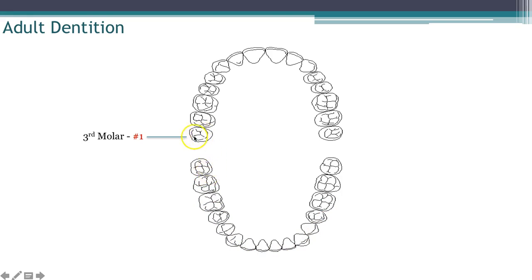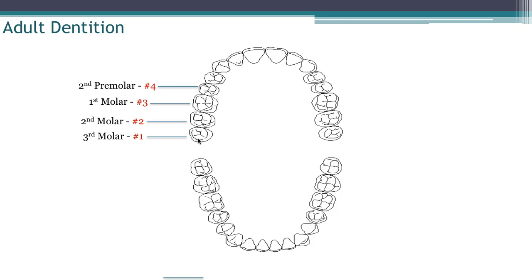The first one in the very back is our third molar, which will be number 1. Then we have our second molar, which is number 2, our first molar, which is number 3, and premolars, which are going to be number 4 and number 5. These premolars are the difference from what we have as children. Children do not have premolars. Adults are the only ones that have them. Children just have molars and their anterior teeth.